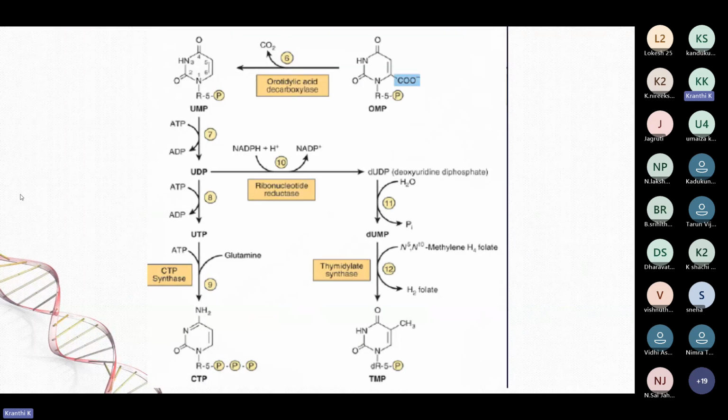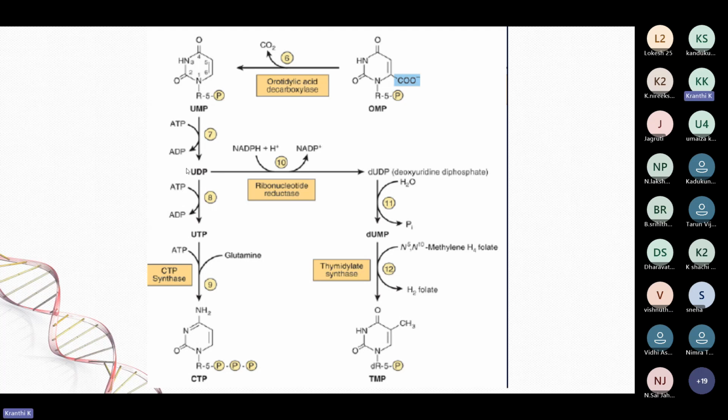So here how many pyrimidine nucleotides got created? UMP, UDP, UTP, these three. And then from the UTP, it creates the CTP, cytidine triphosphate. Then we need one more. Cytidine is finished, then uridine finished. Then we have the thymidine. So how is the thymidine converted?